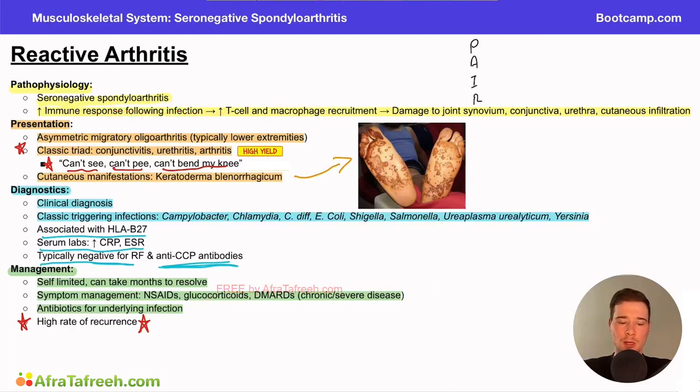Two key things important to know here, that this is typically a self-limited thing. This will take time. However, antibiotics can help treat that underlying infection. And patients who have this have a high rate of recurrence. So that is to say, if a patient has it once, they're more likely to have it again later on in the future as well.